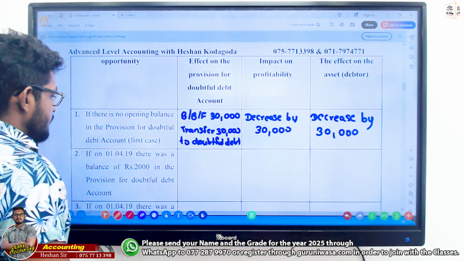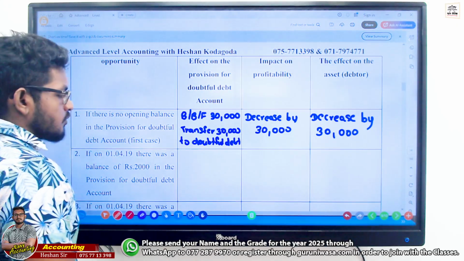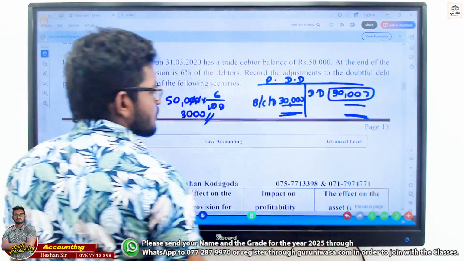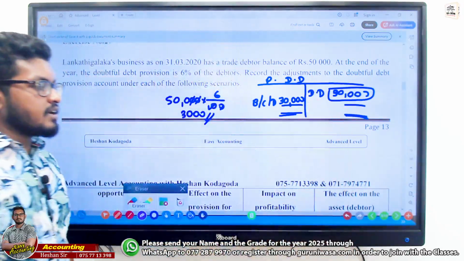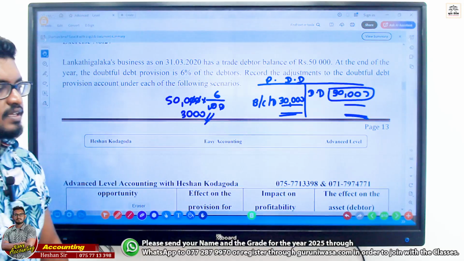There was a balance of 2,000 in the provision for doubtful debt account. Now, in the next situation, they are telling, first situation done. Now, if you need, you can write the working under any place, right?